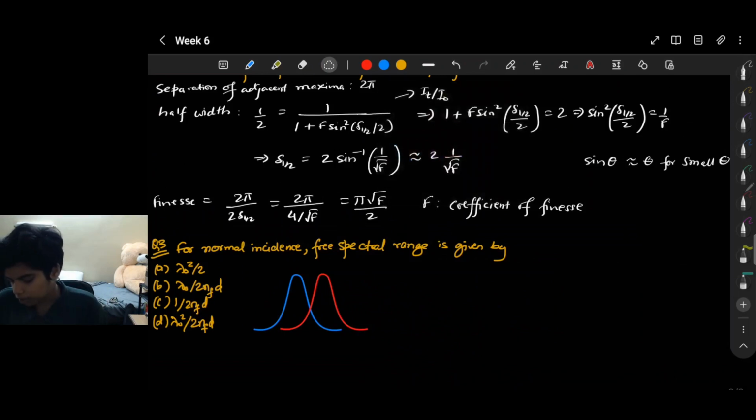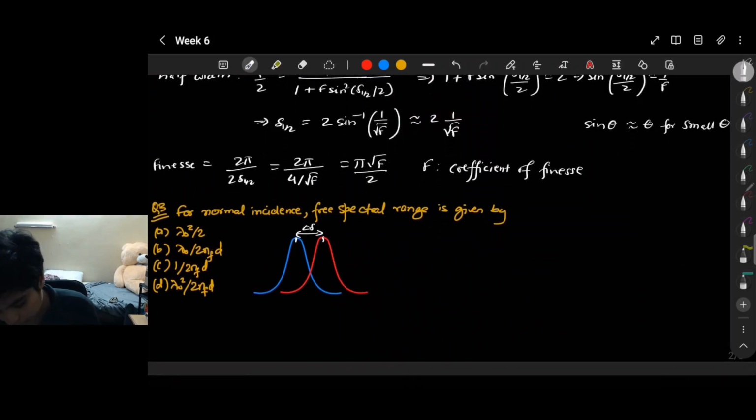Okay, so these are peaks for two closely spaced peaks, and this distance between the peaks is delta. And if I do the sum total, like if I add them up, then I'm going to come up with a sum which looks something like this. Okay, this is my neatest possible attempt.